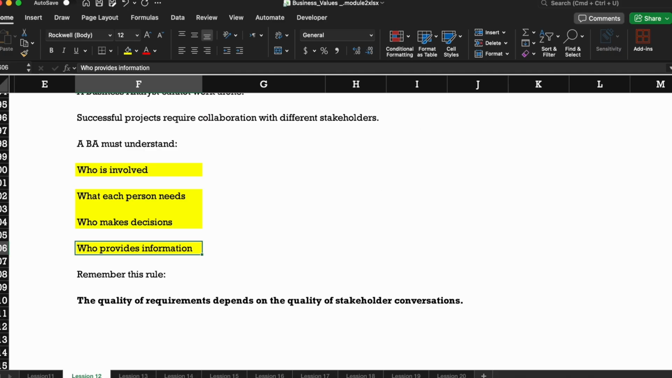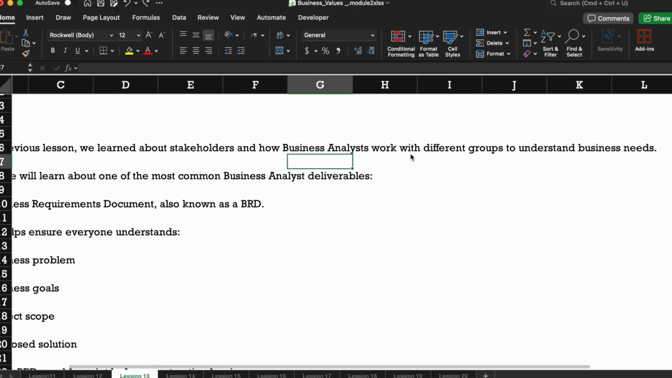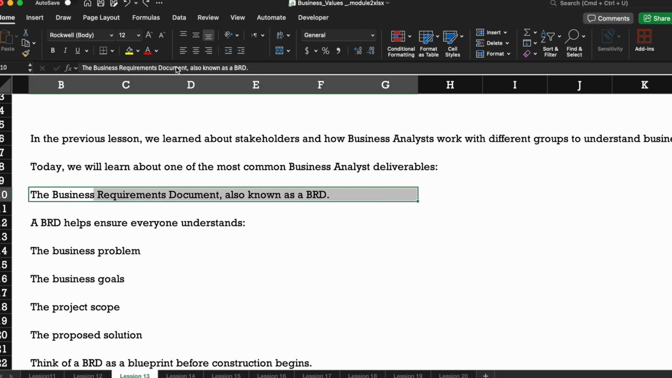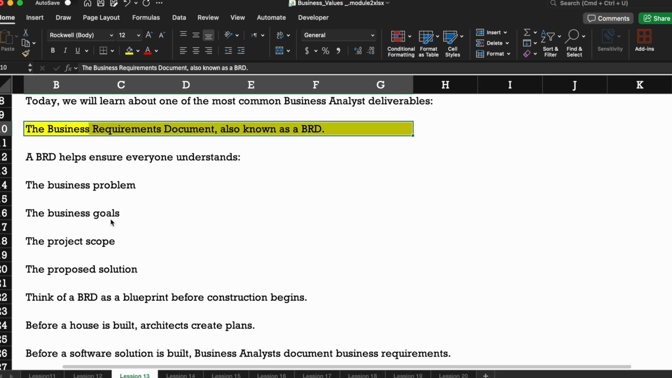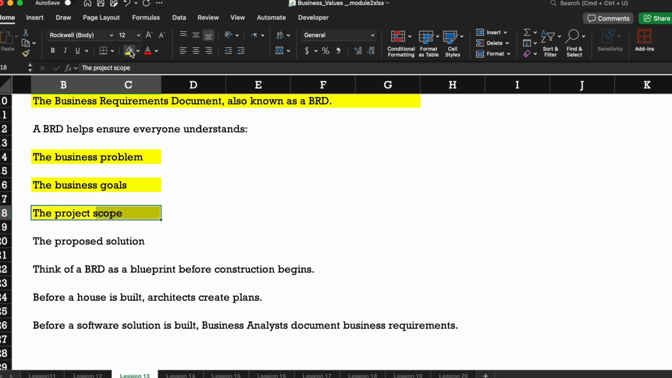Learn about stakeholders and how business analysts work with different groups to understand the business needs. So today we'll learn about one of the most common business analyst deliverables, the business requirement document, known as a BRD. Okay, so we are going to learn about the BRD. The BRD helps ensure everyone understands the business problem. It covers categories like the business goal, the project scope, and the problem and proposed solution.